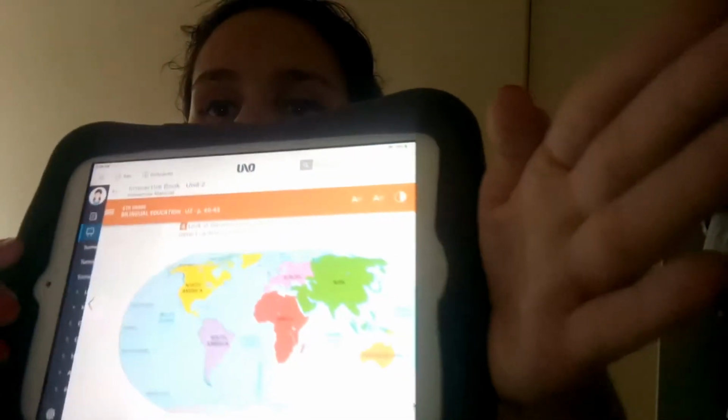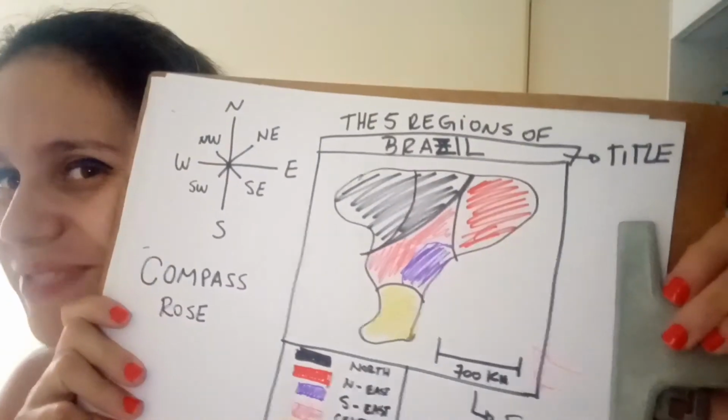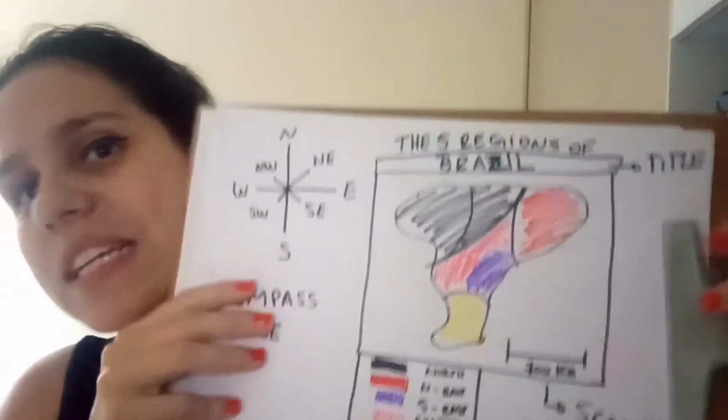Okay? Very good. But in the map, we don't have only the place itself. Like here we have the world. So this is a world map. But sometimes we can have a map of a city, of a state, of a neighborhood, of a house. Yes? I did here for you the map of Brazil. So beautiful.